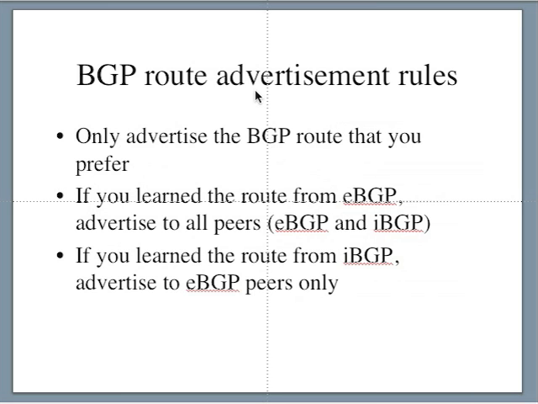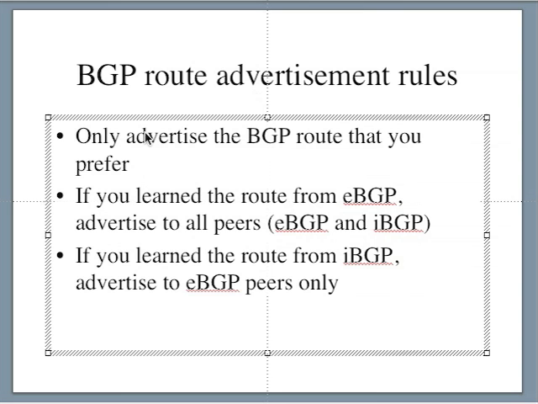Okay, BGP route advertisement rules. I talked about eBGP neighbors and iBGP neighbors. The first rule is you only advertise the BGP route that you prefer. So you receive your BGP routes from all of your neighbors, you pick one, you install it in your routing table. That's the only route that you're going to consider to pass on to your peers. If you learned the route from eBGP, you will advertise it to all peers, eBGP and iBGP peers. If you learn the route from iBGP, you will advertise it to eBGP peers only.